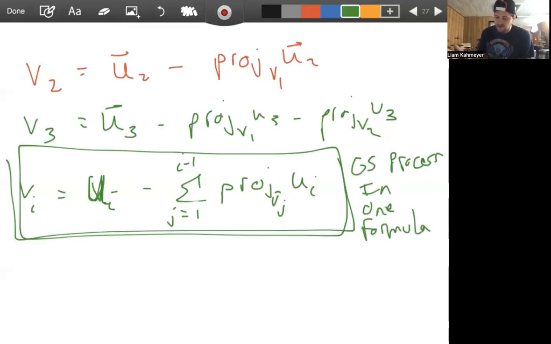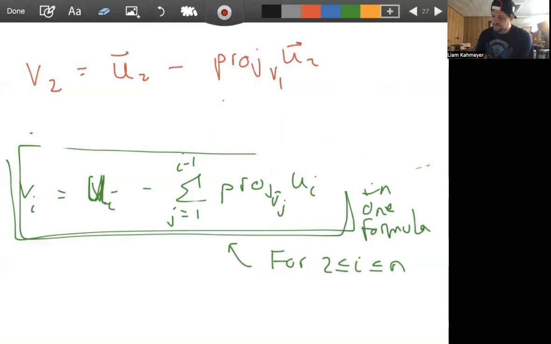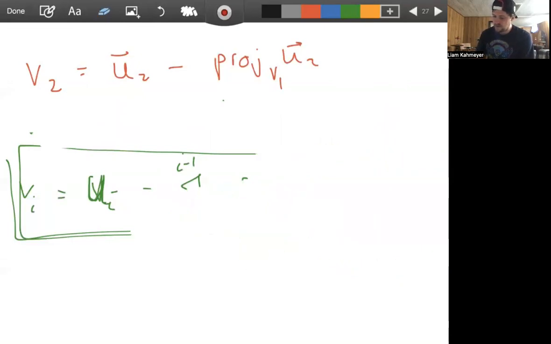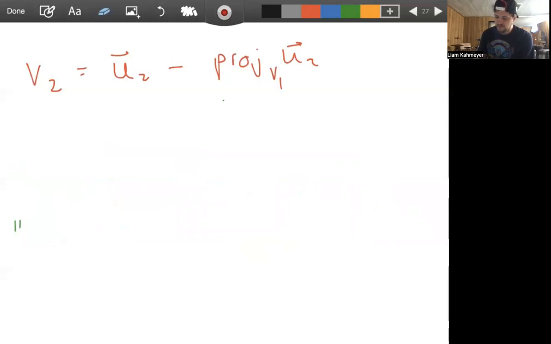And then, I guess I should say this is for i between 2 and n, right? Because we don't do it for the first i, we just do it for everything afterwards. So if that helps you with memorizing the Gram-Schmidt process, maybe I wanted to take the time to do that. But anyway, sorry for my tangent, but hopefully it was helpful.